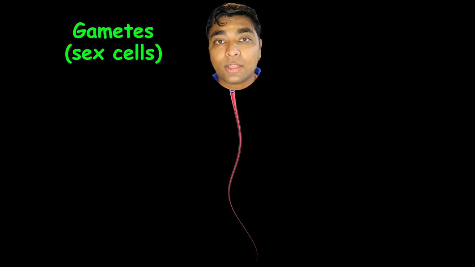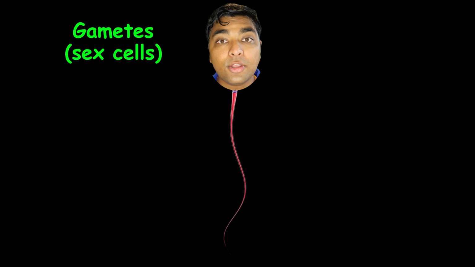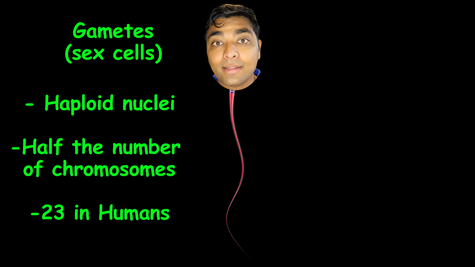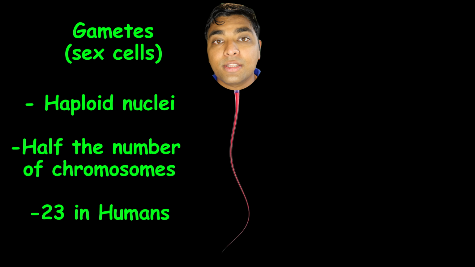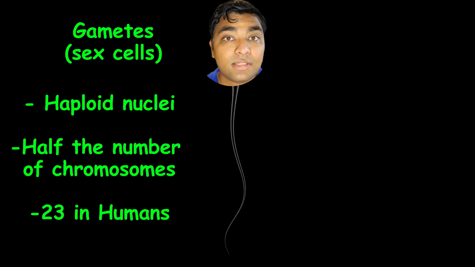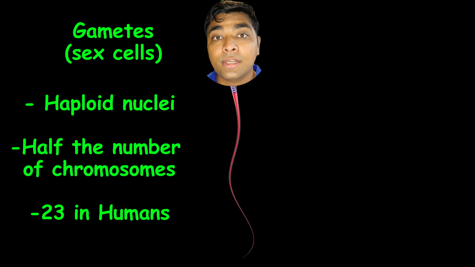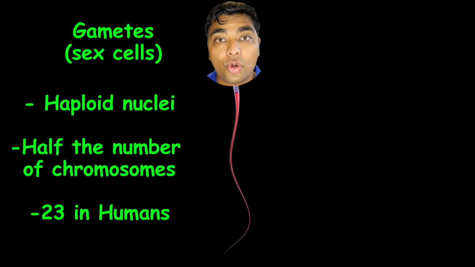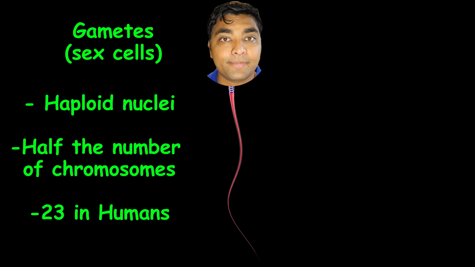You're going to notice that while describing the nuclei, I use the term haploid. Haploid means a cell that contains half the genetic information or half the DNA. A cell that contains the normal amount of DNA or genetic information is called a diploid cell.